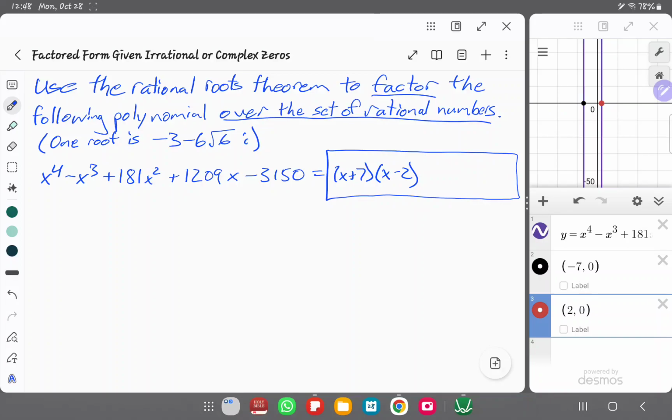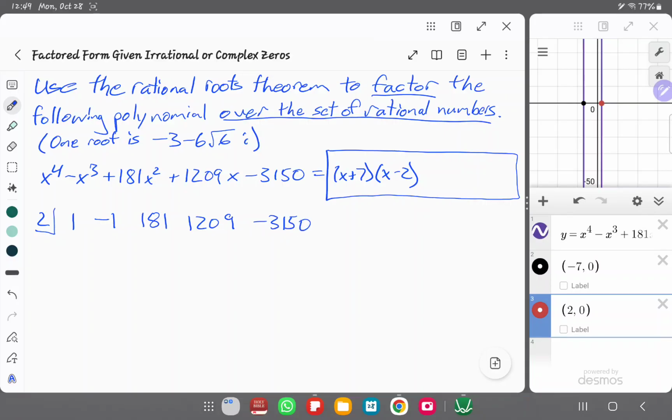What I will do next is some synthetic division, right? So this is one option that you can use when you're trying to find the remaining factor. There's an additional factor here that's going to correspond to the two imaginary roots that I have right here. So let's do some synthetic division. I'm going to put in, let's do the 2 first, then we'll do the -7. So I got the 2, and then I'll copy these coefficients down. 1, -1, 181, 1209, and -3150.